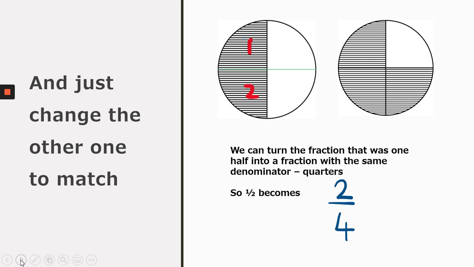What I'm going to do is turn the other fraction, which was 1/2, into a fraction that has quarters, and I'm going to then turn the part that I've coloured in, the 1/2, when I had it split into 2 parts, and I'm going to make that 2/4, 2 out of 4. So I'm just changing the other fraction. So this one here is not changing, it's going to stay as quarters, and this one here is going to become quarters, and we're going to make that denominator match.